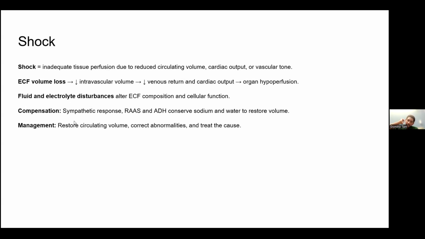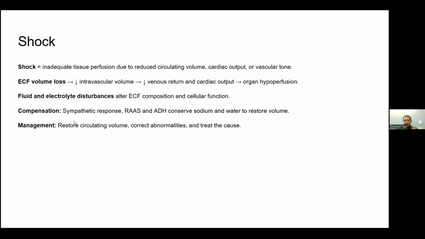In shock patients, there's the failure of adequate tissue perfusion due to reduced circulating volume, impaired cardiac output, and abnormal vascular distribution. Loss in extracellular fluid volume, such as via hemorrhagic shock, burns, fluid loss in general, is going to decrease the intravascular volume. That is going to decrease venous return, decrease cardiac output, and impair organ perfusion and cause organ hypoperfusion. Fluid loss alters sodium and osmolality, causing shifts between the extracellular and intracellular compartments.